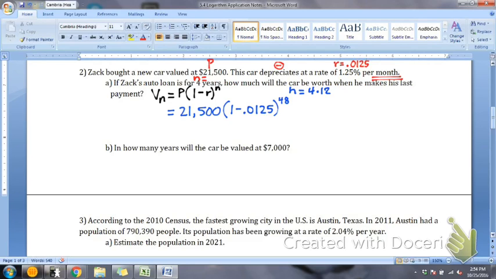Be very careful when you subtract. So when you do 1 minus 0.0125 in your calculator, please make sure your decimals are in the right spot. It's 0.9875 is what you should be getting, I believe. Yep. Anthony, when you go to put this in your calculator, what are you going to do first? Are you going to multiply it times 21,500 or are you going to raise it to 48? Excellent. This goes first in your calculator. So now we're going to rely on our calculators. 0.9875. When you get the right answer, please don't shout it out.